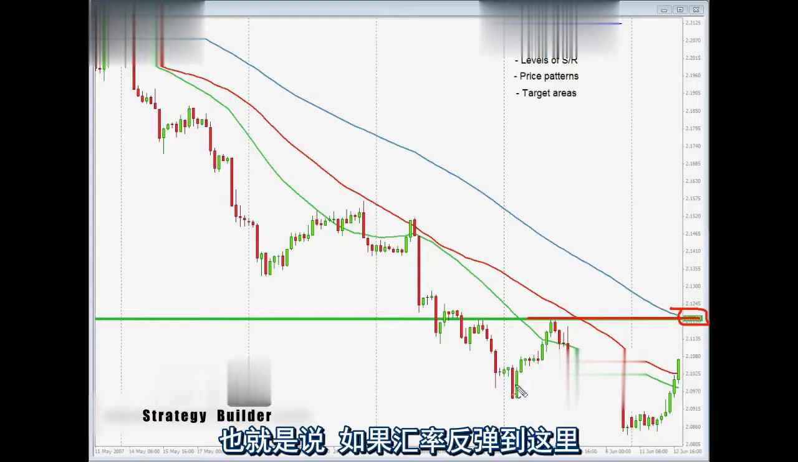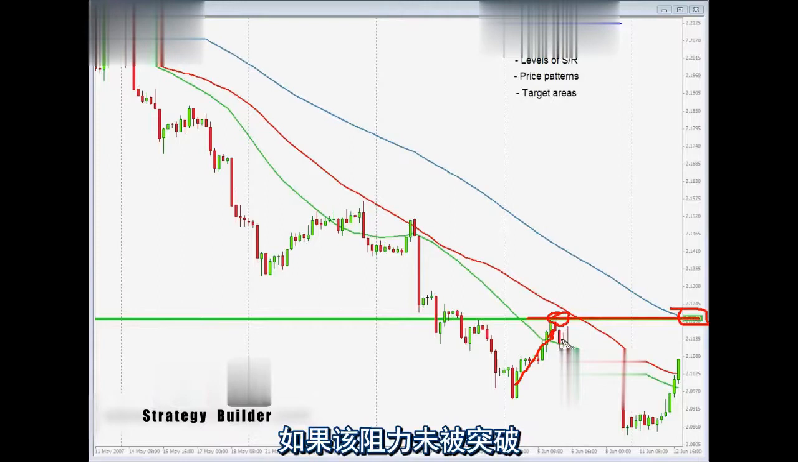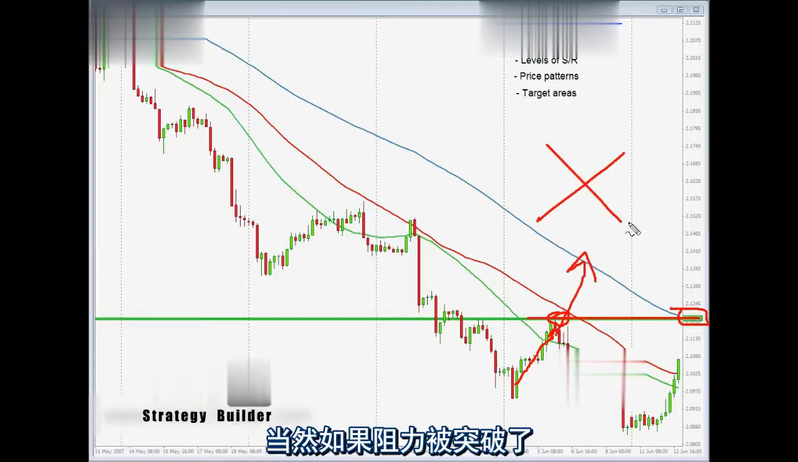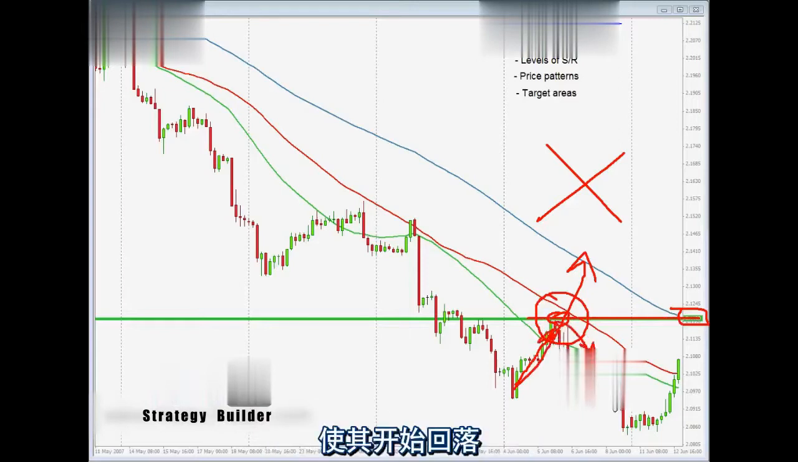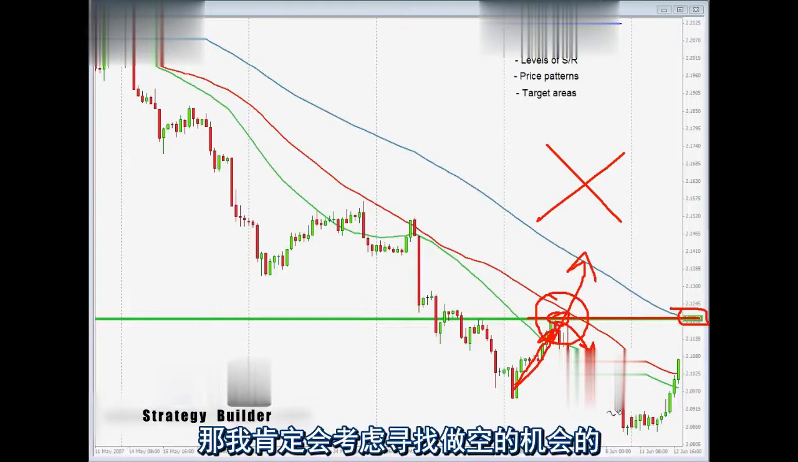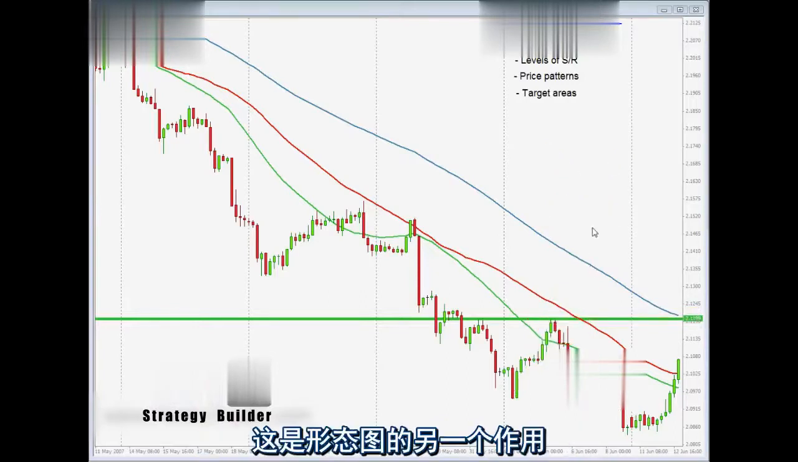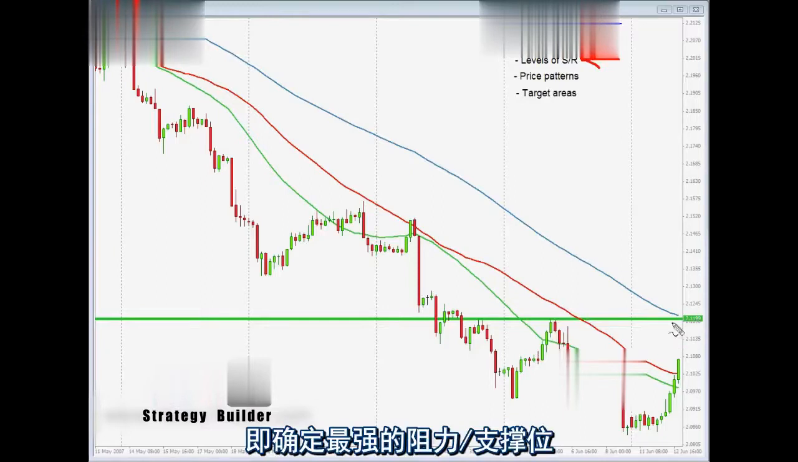So that means that should price retrace back to that level, I want to be looking for a possible short entry if that level holds. Of course, if it breaks through, I'm not going to be interested anymore. However, if this level of resistance holds the retracement and price begins to turn around, I'm definitely going to be interested in searching for short entries. So that's another use I make of the setup chart, in this case the 4 hour time frame, which is to search for my strongest levels of support and resistance.